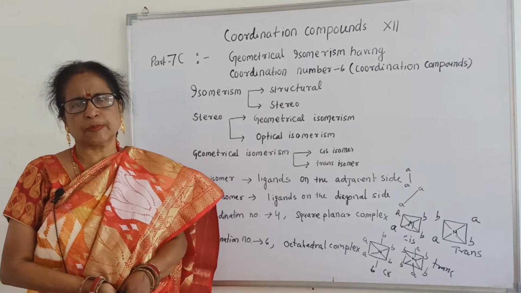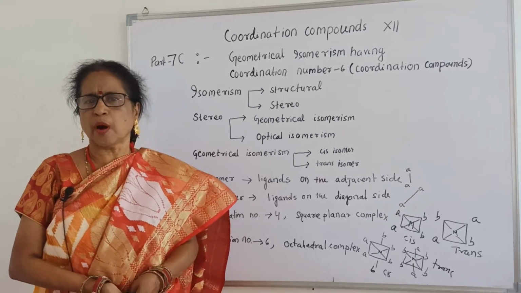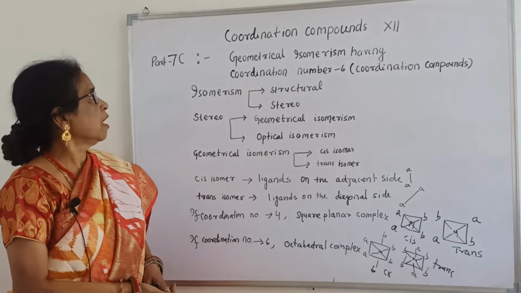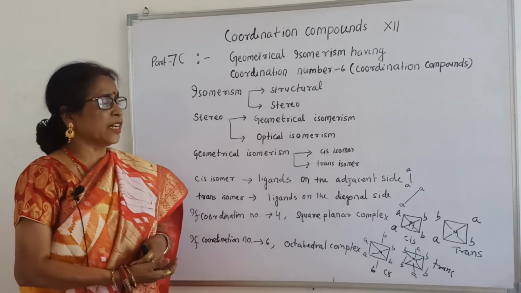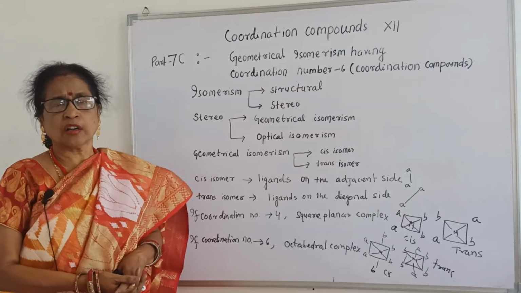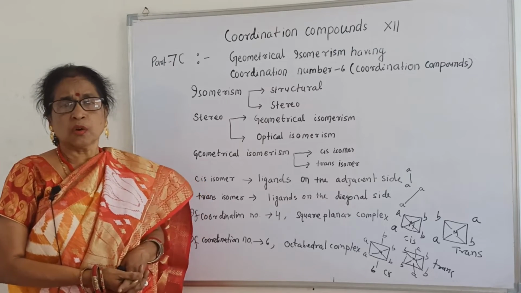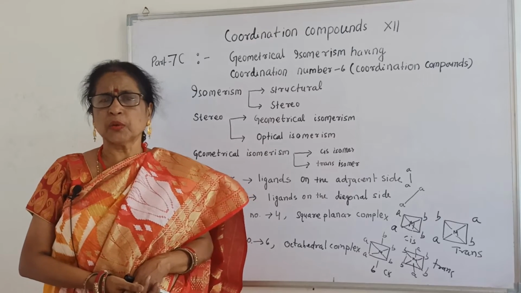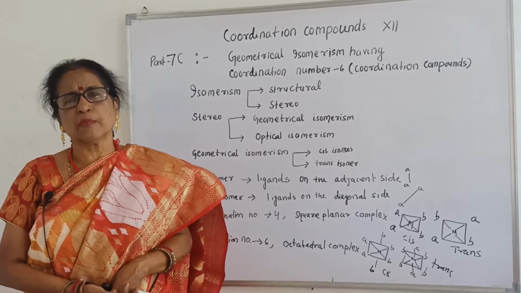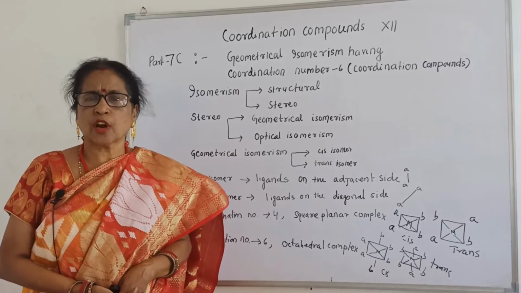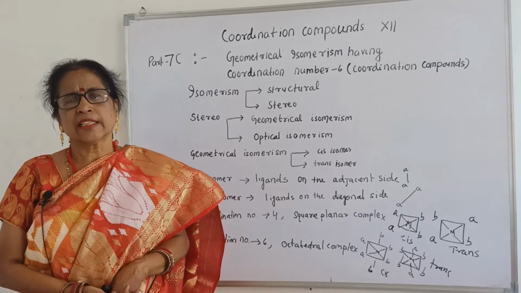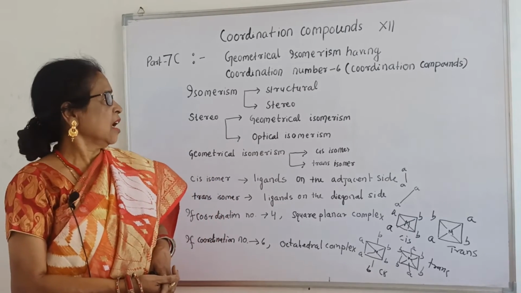Now I am going to explain the chapter Coordination Compounds for class 12 according to the CBSE syllabus. This is the topic geometrical isomerism having coordination number 6 in coordination compounds. In coordination compounds, there are mainly two types of important structures. According to coordination number 4, the structure is a square planar complex. If the coordination number is 6, then it is an octahedral complex.